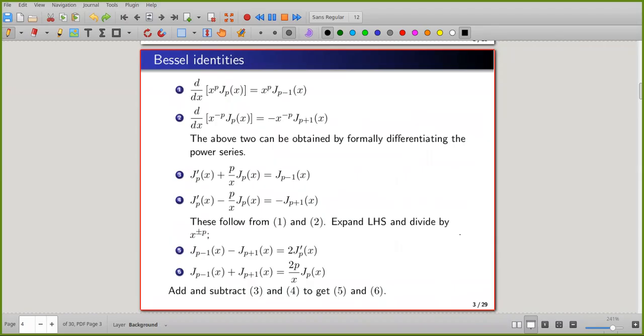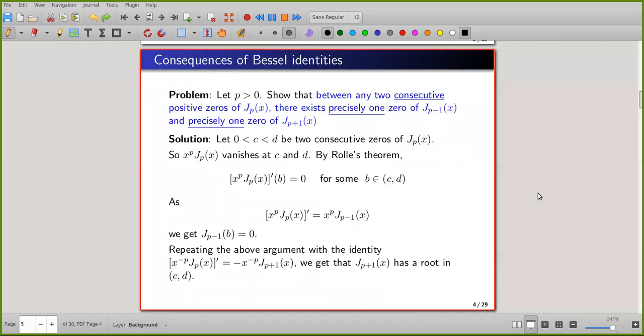So let's just pause at this slide for a few seconds. Okay. So let me go ahead. So let's see some interesting consequences of the Bessel identities. So let's look at this problem.